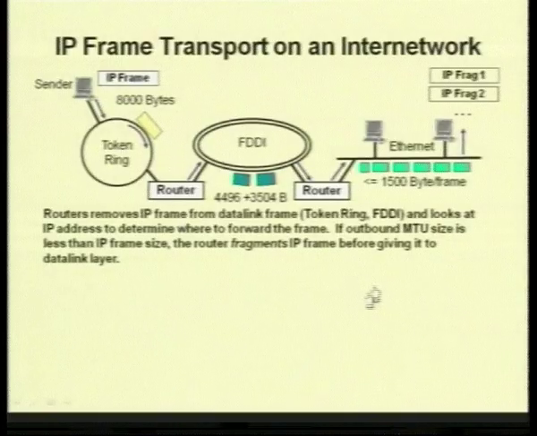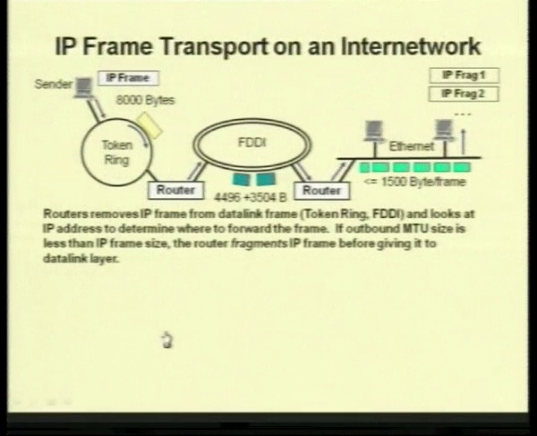Okay? So if we look at how the IP datagram is actually carried on two different networks, let's take a look at this particular example again. This is another example now. The sender is sending 8000 bytes. Okay? This is going on a token ring network. And then you have a router which is sending it on an FDDI network. Then it goes to another router which is connected through an Ethernet network before it goes to the final destination.